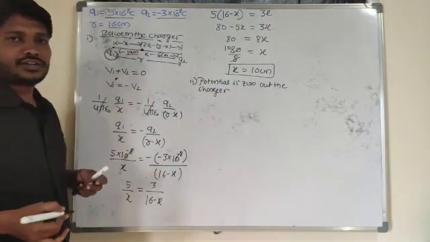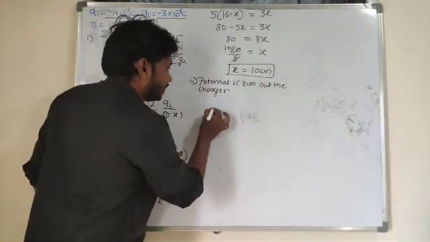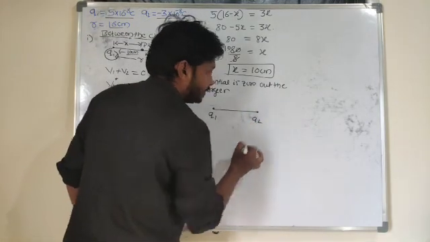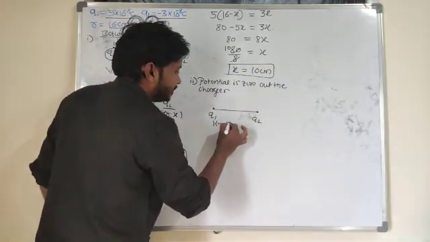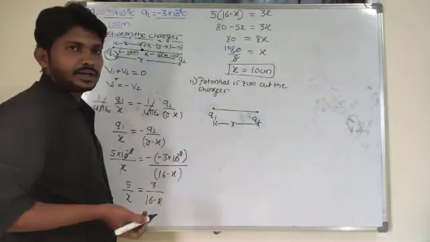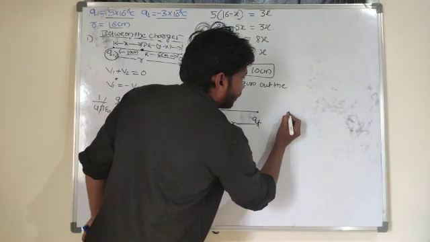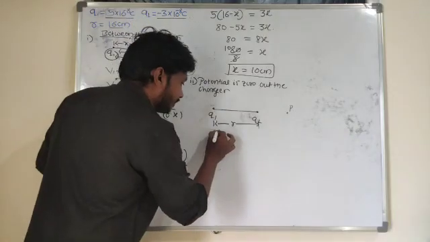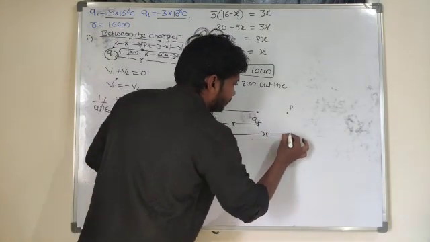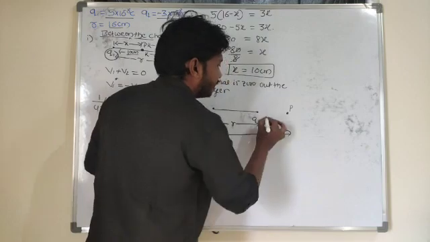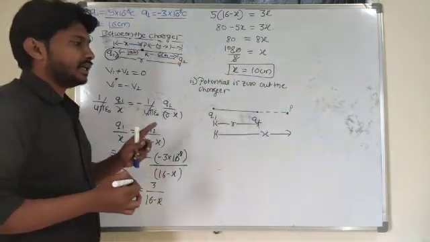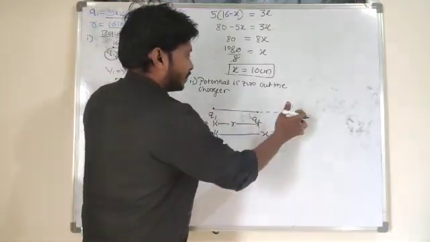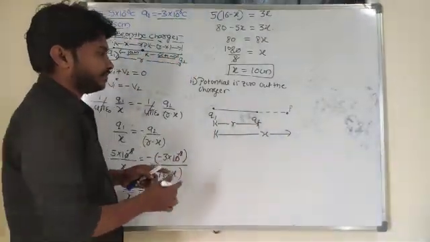So one more condition I will take here. For example, again two charges, q1 and q2, with a separation of r between them. I will take the point of observation, let P be the point of observation at a distance of x from the positive charge. So from the positive charge to the point of observation is x distance here.